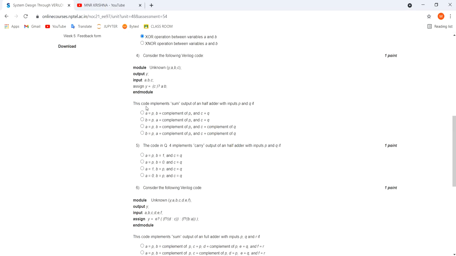This code implements some output of a half adder with inputs p and q. This code represents a half adder. That means a sum. There we are using XOR operation. Inputs are p and q.